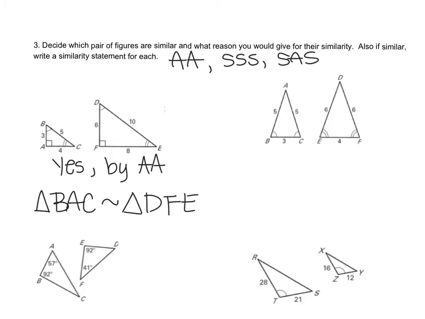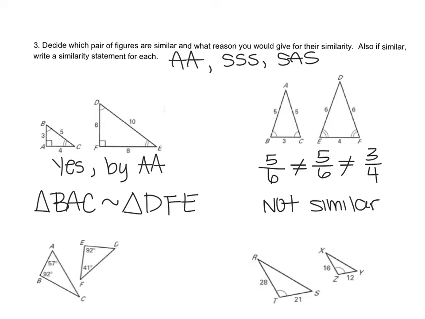Our second set of triangles, we know that angle B and C are congruent to each other. We know E and F are congruent to each other. We don't know that B and E are congruent or that C and F are congruent. So I'm left to show that the sides are proportional. So I need to know if 5 over 6 is equal to 5 over 6 is equal to 3 over 4. And while 5 over 6 is the same for 2 of them, 3 over 4 is not the same thing. So they're not all equal, which means these are not similar.